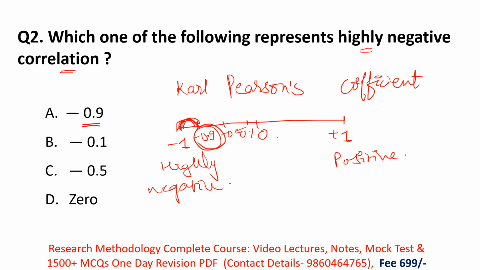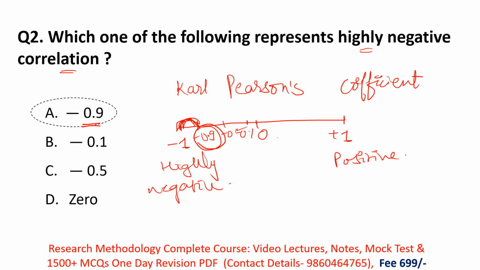Remember, there will be a question in your paper on correlational research, or a question on Karl Pearson's coefficient. Karl Pearson's coefficient values lie between -1 and +1, and they're asking which value is representing a highly negative correlation. So -0.9 is the nearest value to -1. That's why the correct option for this question is option A, -0.9.